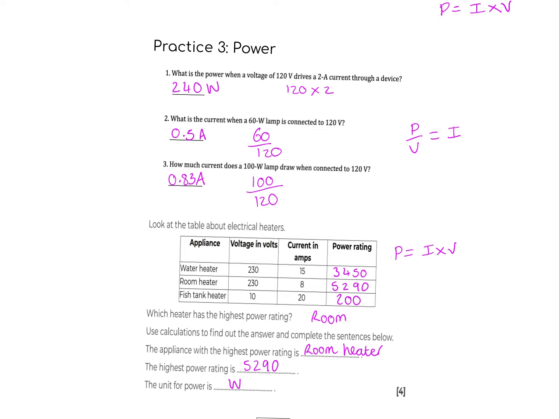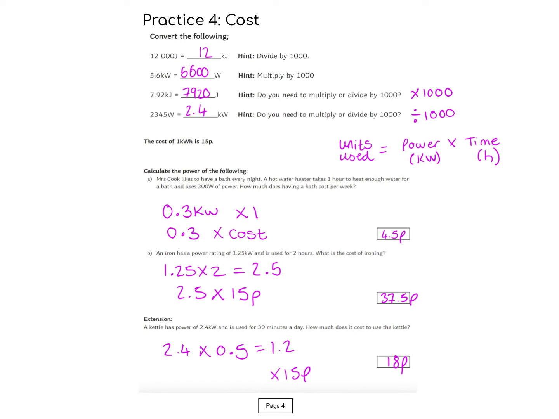That is all you had to do for these ones as well. Power is voltage times current. Which one had the highest power rating? It was the room heater. The unit for power is watts. Power is measured in watts, current is measured in amps, and voltage or potential difference is measured in volts.